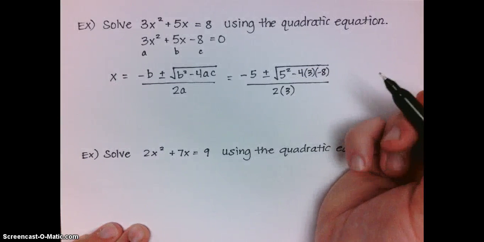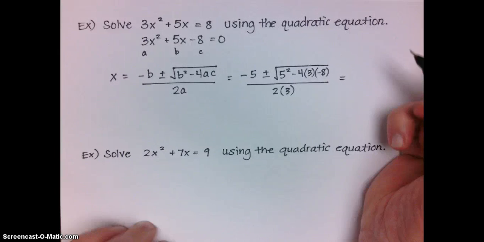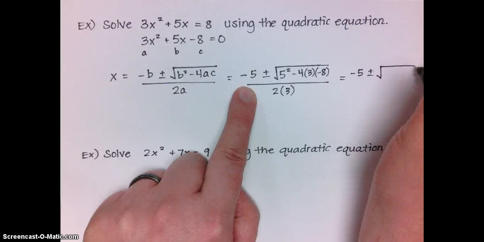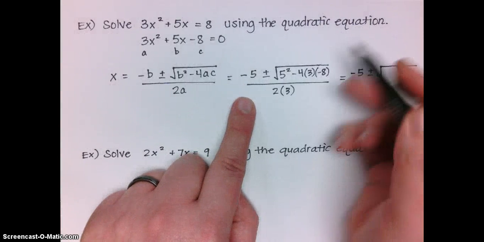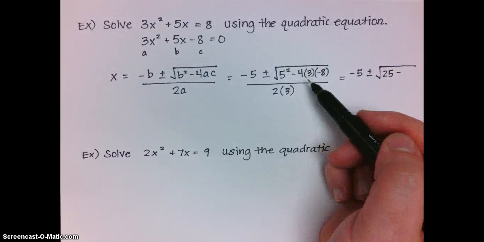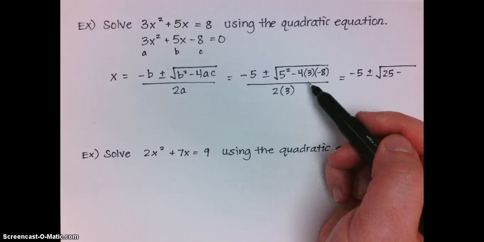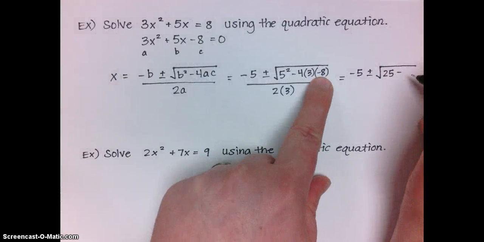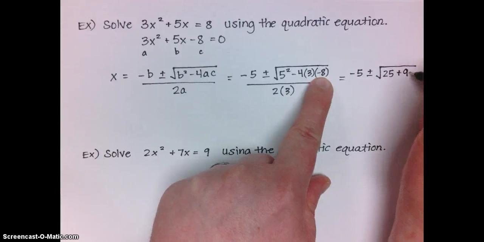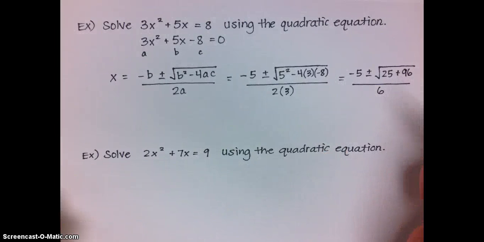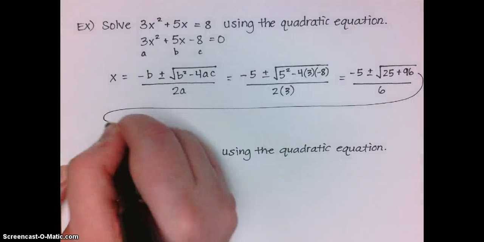Okay, so let's do a little bit of simplifying. I have my negative 5 on the outside. Let's simplify all of this that's on the inside. This would be 5 squared, which is 25, minus 4 times 3 is 12, and 12 times 8 is 96. And because it is minus times a minus, it means plus 96. And all of this is going to be divided by the number 6. So I'm going to bring this down here.